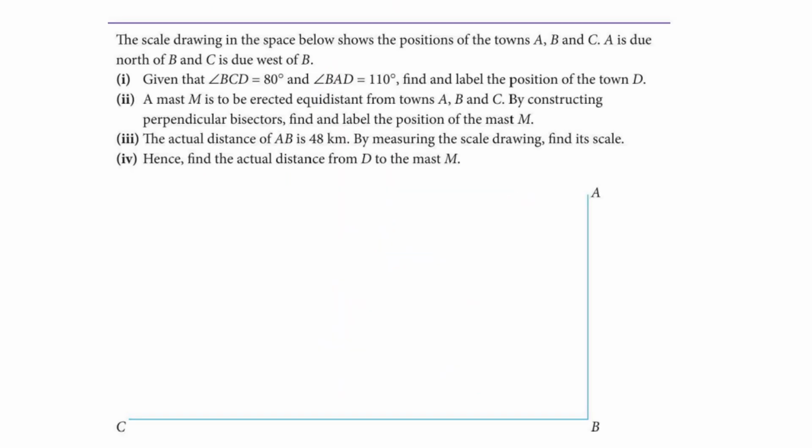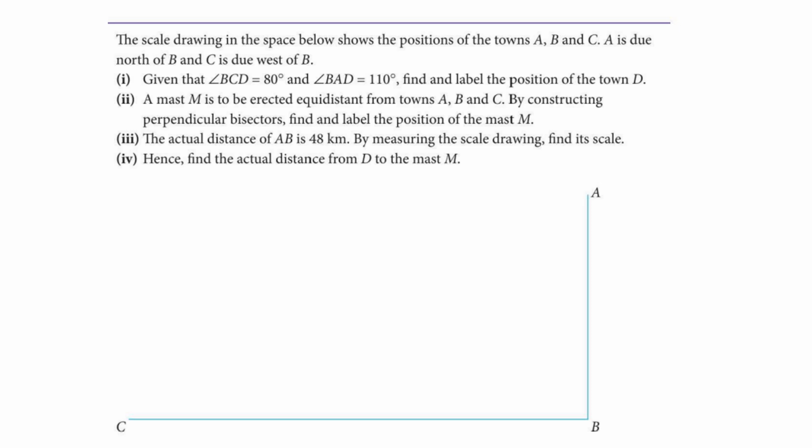Right, let's do another question. This one here, I'm able to use the online interactive tools to show you how to do the perpendicular bisectors, and also to find the position of the town D. Okay, but here, what I'm going to show you is how to do part 3, that is to find the scale. All right.